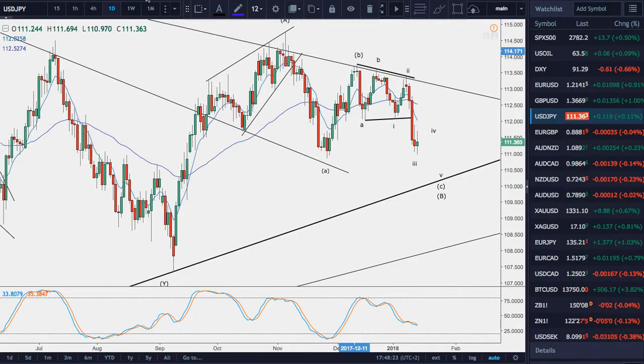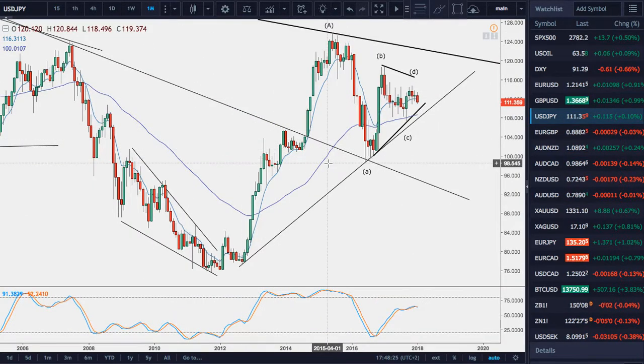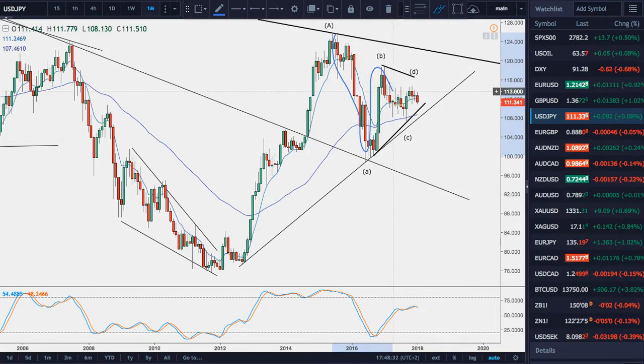Nothing has changed on the monthly. Let me just have a look at that. It is still an idea of a contracting price pattern with everything from here down to here, up again, down again, up again. Everything is in threes. So I'm still looking higher overall.